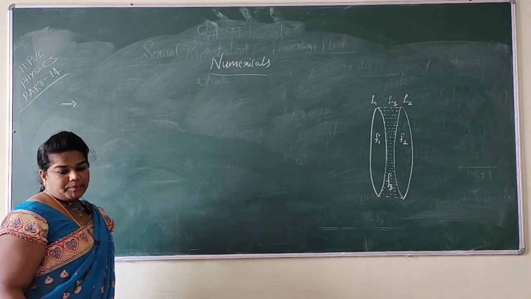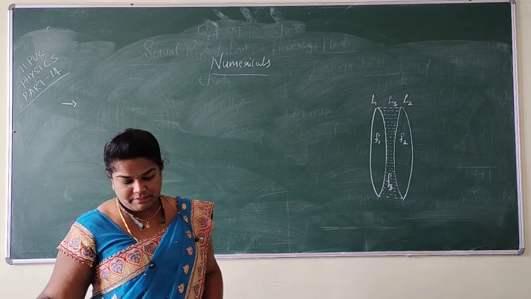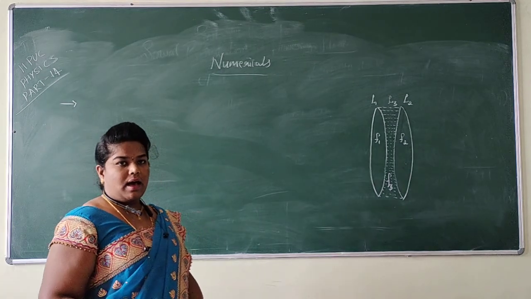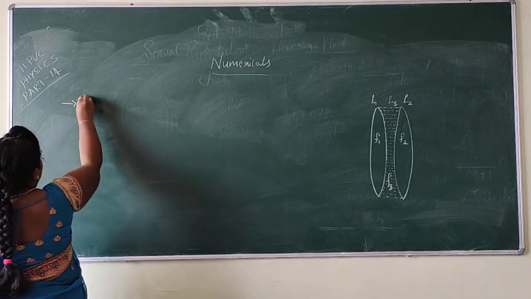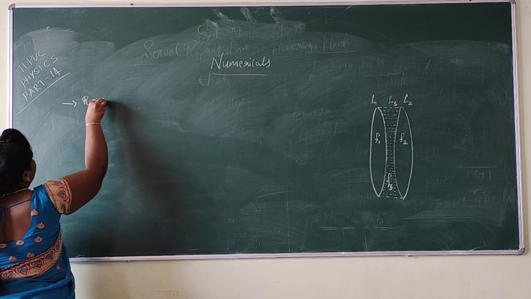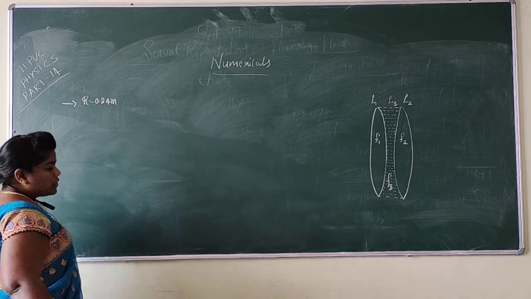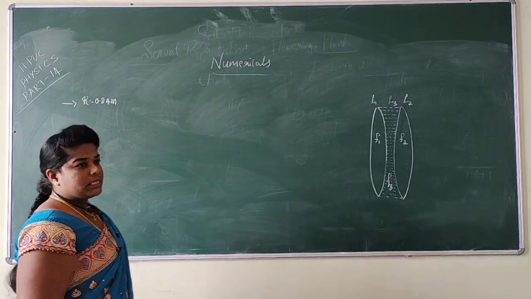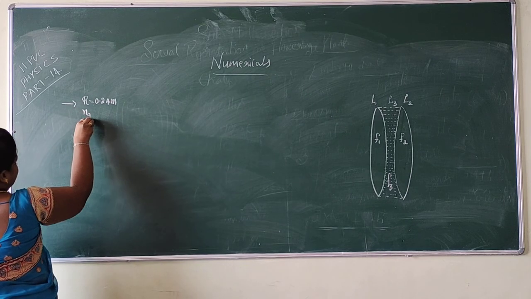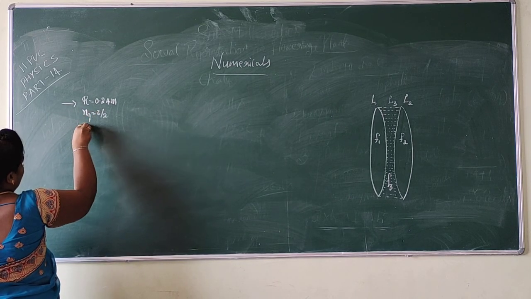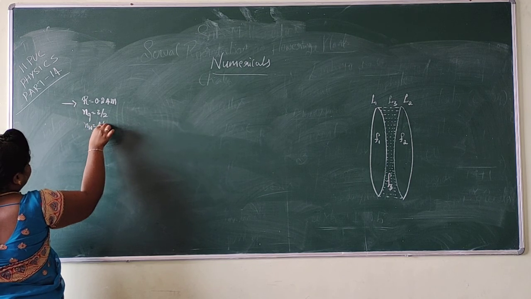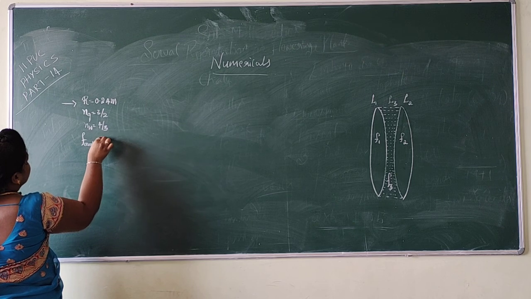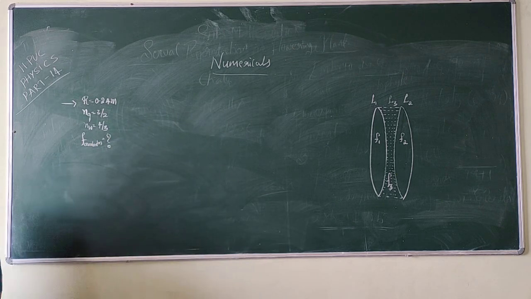Yes, so first let us write the given values. What are the given values? In the question they have given that the radius of curvature R is equal to 0.24 meter. They have also given that Ng is equal to 3 by 2 and Nw is equal to 4 by 3. We should calculate the focal length of the entire combination. So F combination is equal to question mark.